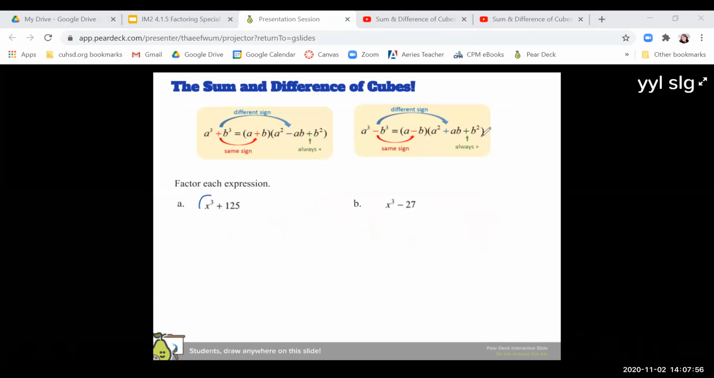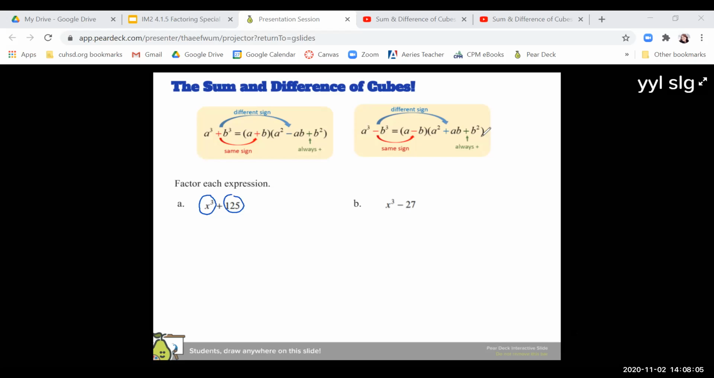We have our first term here and our second term here. This is a sum of cubes because it's adding. And we get our cube roots of each one. The cube root of x cubed is x, and the cube root of 125 is 5. Now we set up our parentheses, a small set of parentheses and a big set of parentheses. The first one has 2 terms, the second one has 3 terms. That's why I make them smaller and larger. When we say first one, we mean x, and when we say second one, we mean 5.